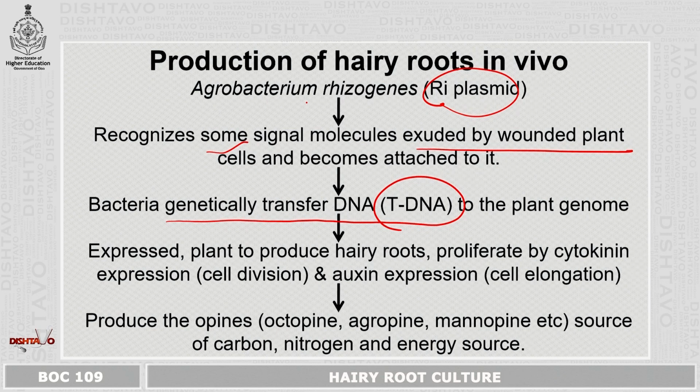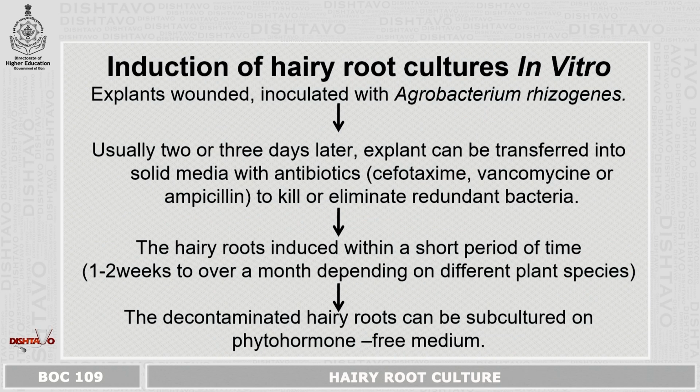it is transferred, it gets expressed, produces hairy roots, and it proliferates because there are so many regions in that Ri plasmid. Cytokinin expression, auxin expression takes place, and cell elongation takes place because of that. And it also produces opines. A particular, unusual type of amino acids are also produced, like these which I have ticked: octopine, agropine, mannopine. And these serve as a source of carbon, nitrogen, and energy, once inside the plant genome.